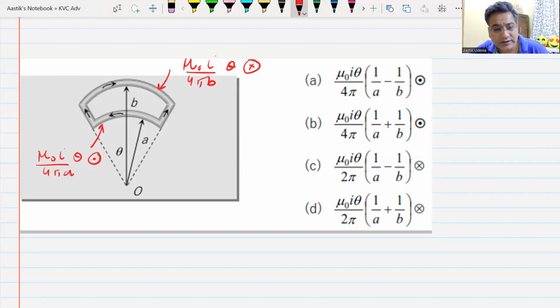the fields are going to get subtracted. So this option and this option definitely go away. Yes, sir. Which field will be more? The outer one or the inner one? Inner one, sir. That's it. So the correct answer is this one. Do you understand this? Yes, sir.